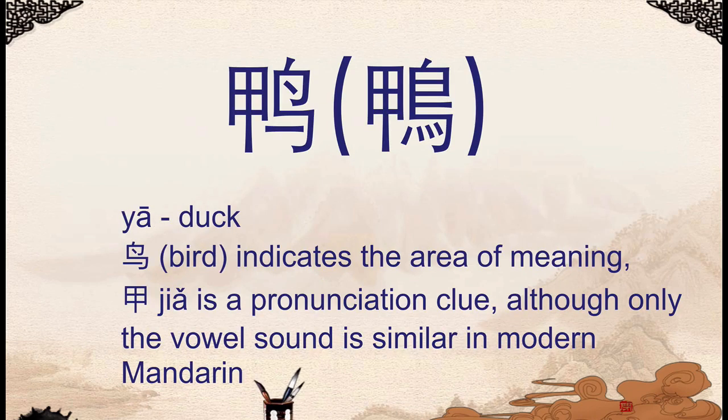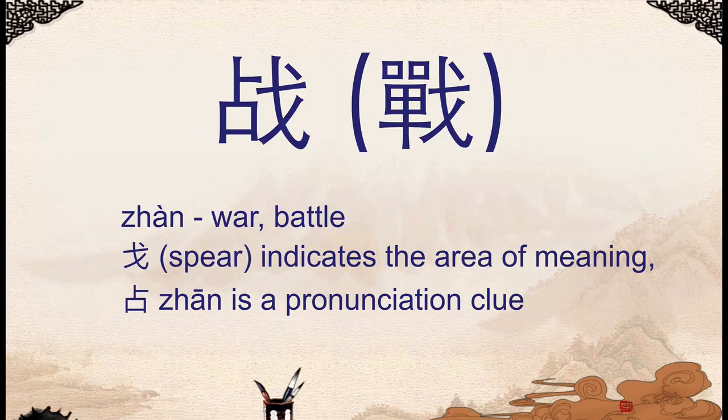Ya means duck, and the right-hand side of this character means bird. It gives us the area of meaning. Jia is the left-hand side of the character. This is a pronunciation clue, and the a is actually a similar sound to ya, so this is the pronunciation clue. Zhan, the right-hand side of this character, means a spear, or it's a picture of a weapon. And the left-hand side of the character, zhan, is a similar pronunciation. So that's the pronunciation clue.